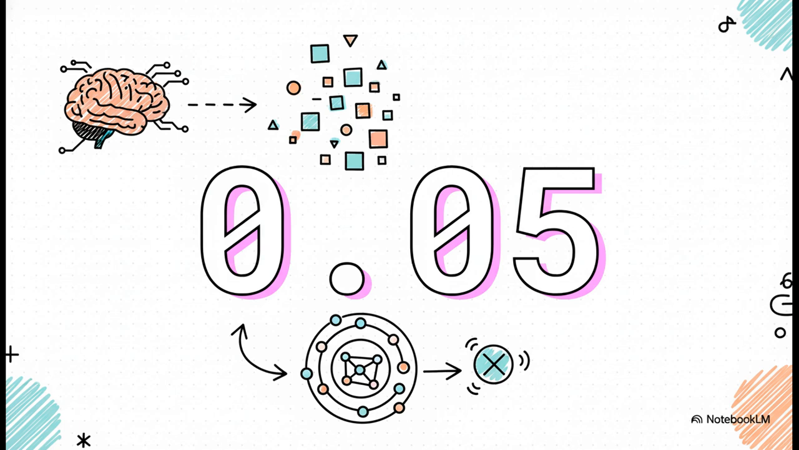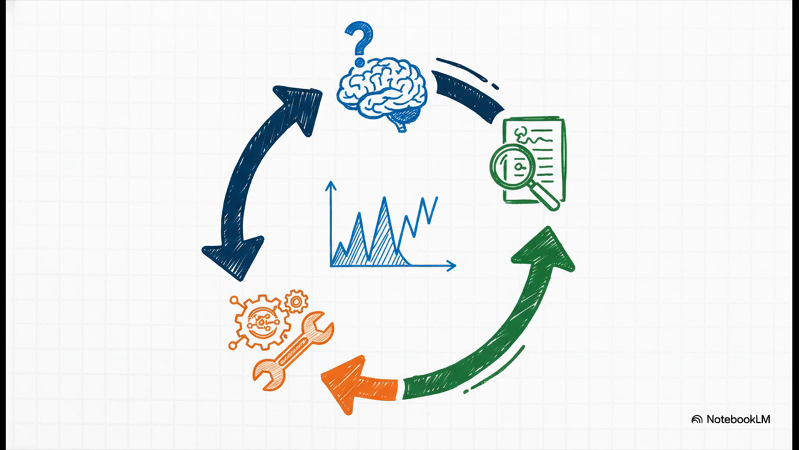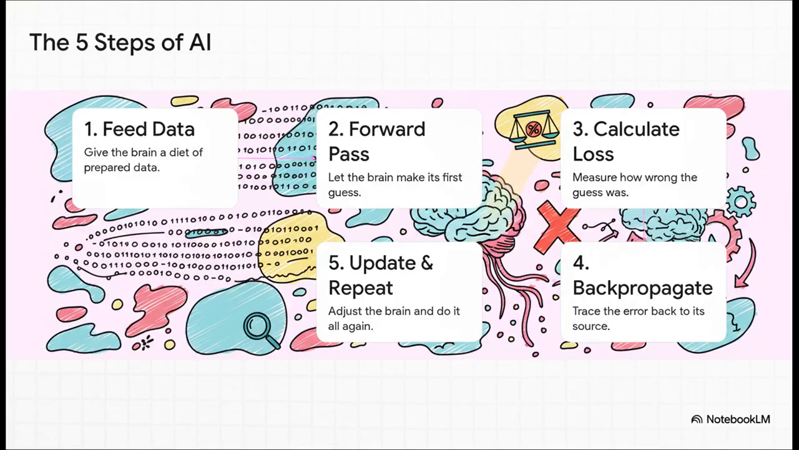It has learned. And that simple loop, guess, check, correct, that is the engine of AI learning. It doesn't happen all at once. It happens over thousands, sometimes millions of these tiny little cycles, with the brain just getting a fraction smarter each and every time. So let's just recap the entire thing.